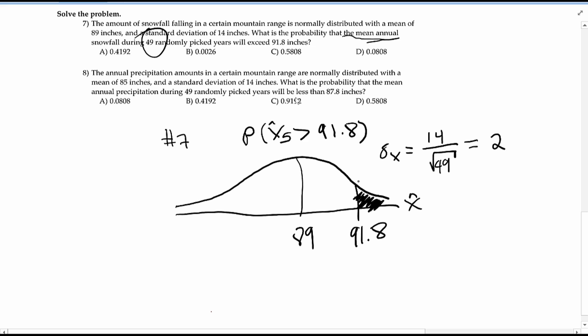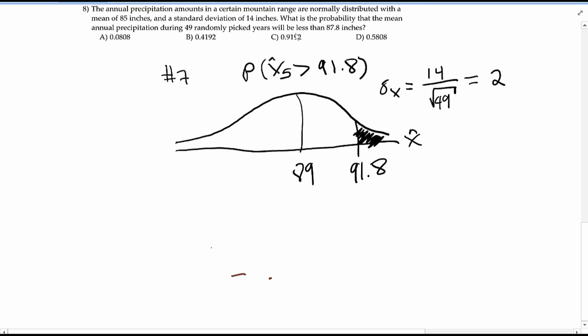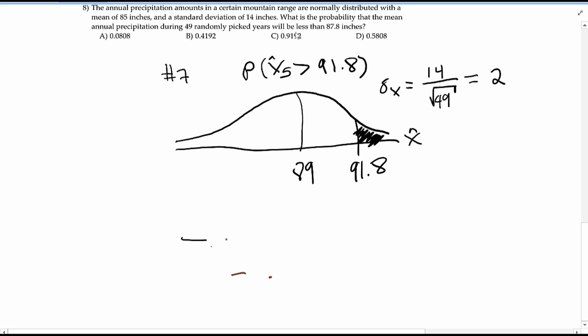So we do like we always do. We're going to standardize this problem. We want a tail. We could read that tail directly from the negative table, or we can do what we do, the complement. So let's talk about those two cases. So let's standardize this problem.